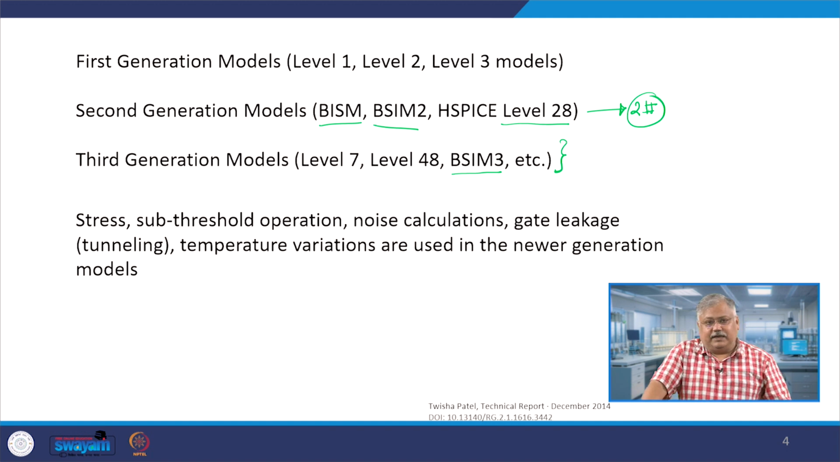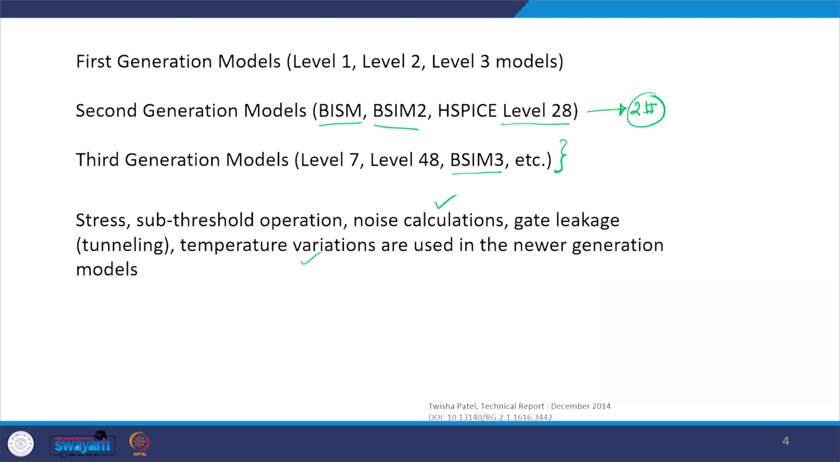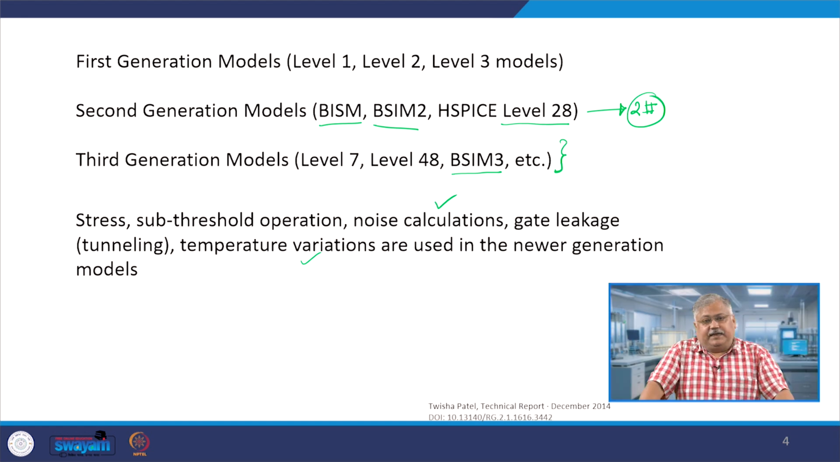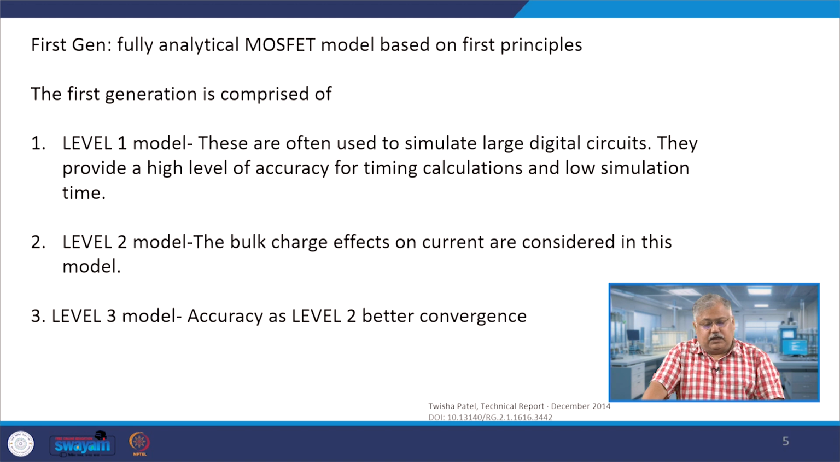It goes even up to level 7 as well. The increase in the level has more to do with the various physical phenomena that you incorporate within the model. First generation is a basic model; second generation and third generation are superimposed on the first generation. For example, you can do subthreshold modeling, stress modeling, noise modeling, gate leakage, temperature variation. Even now if you look at SPICE and HSPICE of Synopsys, you can actually do, for example, heating effect and temperature variations, and see how they influence the device characteristics. So, the whole domain of SPICE models has been divided into these 3 generations.